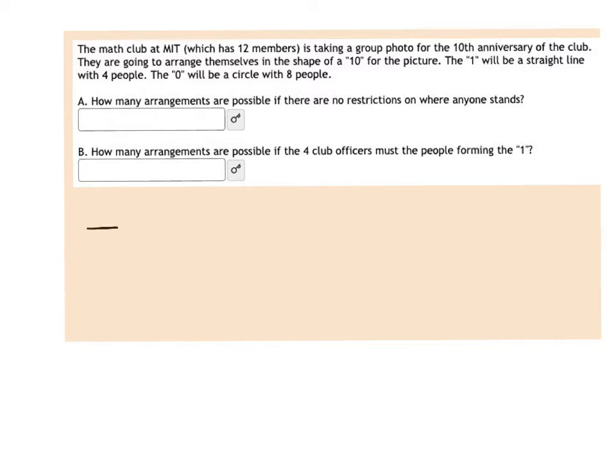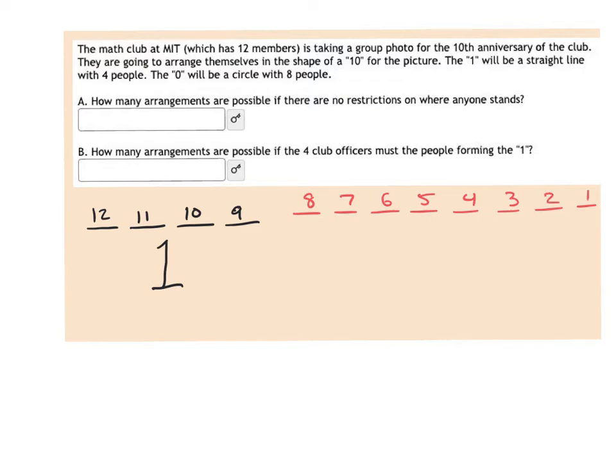The first thing is that we have 4 people that are going to make a line. Since there's 12 members, there's 12 times 11 times 10 times 9 different possibilities for the 4 people that will stand in the line. So these are the people that will make up the 1. Now, the people that make up the 0, there's going to be 8 of them. So I'm just going to go ahead and do 1, 2, 3, 4, 5, 6, 7, 8. So you could do 8 times 7 times 6 times 5 times 4 times 3 times 2 times 1. So that's going to be one arrangement.